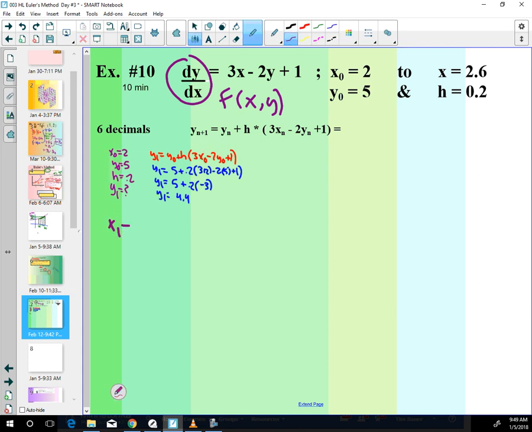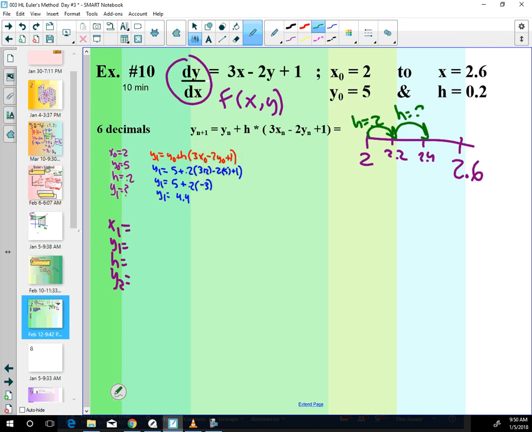Now we're going to do the second step. Now we have x1, we have y1, we still have h, we're looking for y2. And x1 is going to be one step, so we're starting at x is equal to 2, we're going 2.2, then we're going to go 2.4, we're trying to get to 2.6. We, the first time, went to here. Now, and this is 0.2, that's what our h is, right? Now we're going to go to the next step.